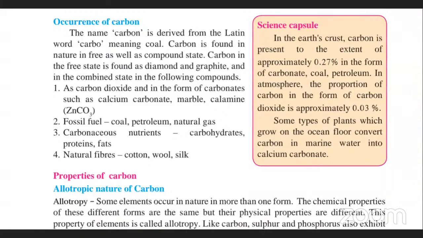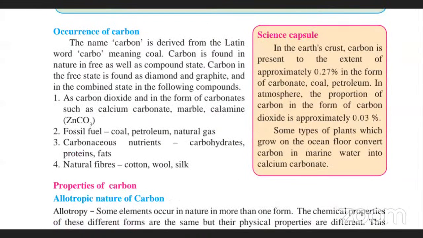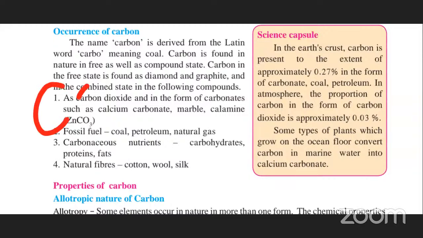Now, carbon occurs as carbon dioxide and in the form of carbonates such as calcium carbonate, marble, and calamine. These are the compound forms when carbon is reacting with other elements. This is carbon dioxide, in which carbon is combining with oxygen.